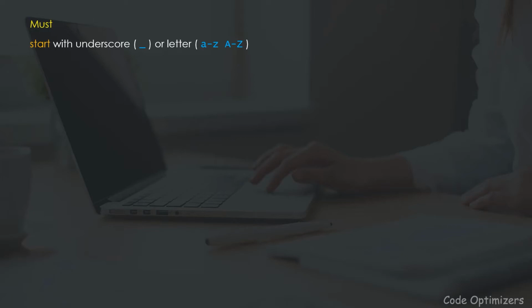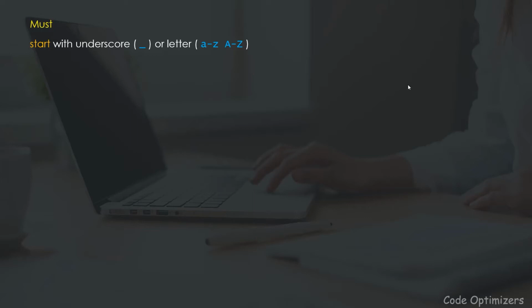So they must start with an underscore or a letter, and can be followed by any number of underscores, letters or digits. The thing here is that you cannot start an identifier with a digit. So don't try that, it won't work.